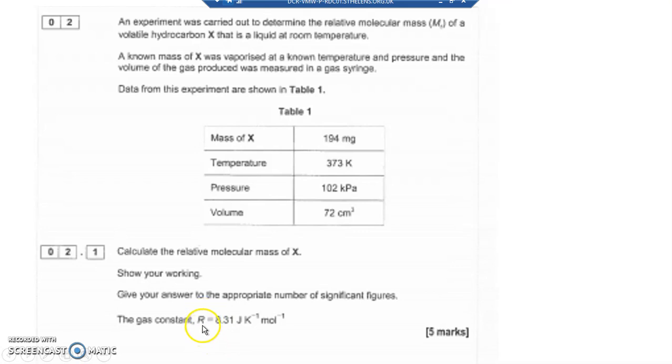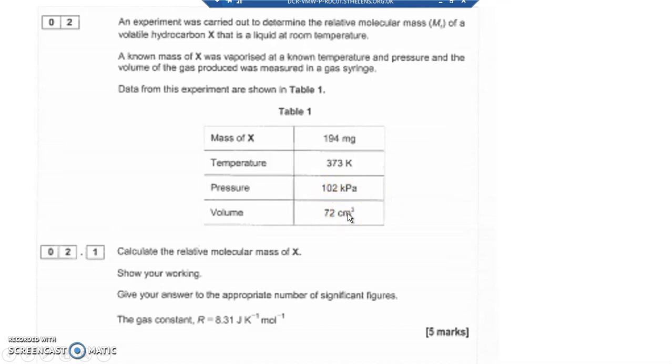So the only equation with R in it is PV equals nRT. So that's clearly what we've got to use. Remember, temperature is going to be in Kelvin, which is correct. If it were in degrees C, to convert degrees C into Kelvin, you add 273, but it's already in Kelvin. Pressure has got to be in pascals. It's in kilopascals, so to convert a large unit like a kilopascal into a smaller unit like a pascal, you multiply by 1,000, so that's 102,000 pascals.